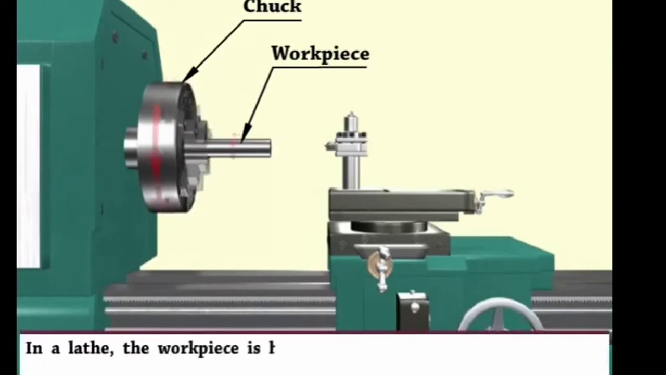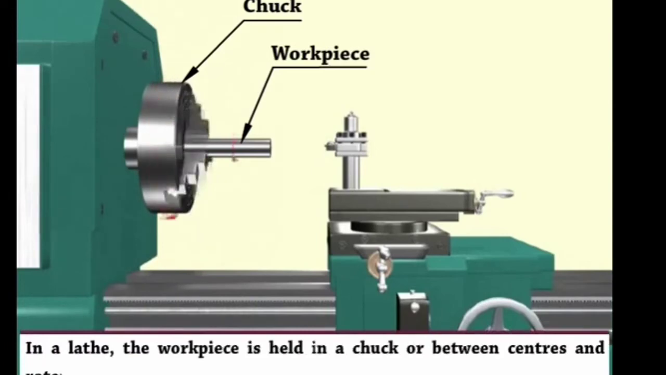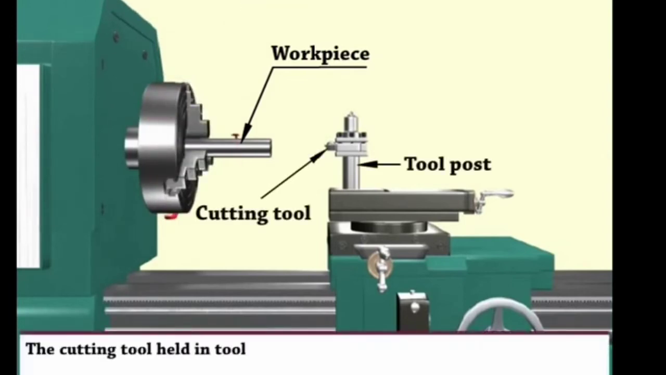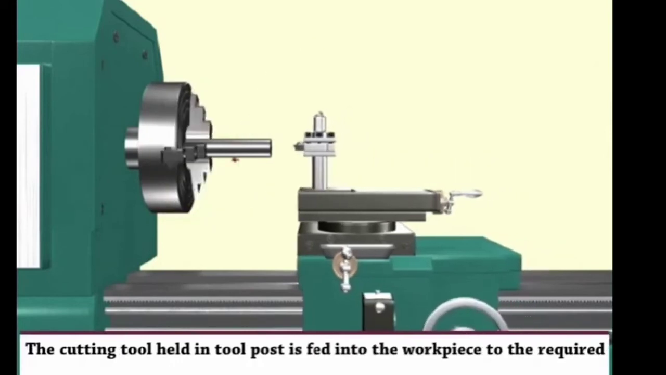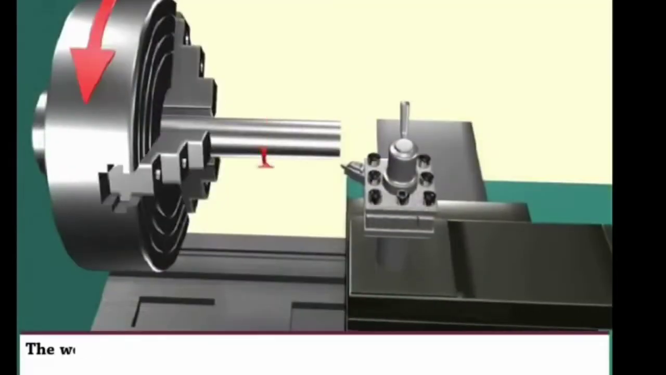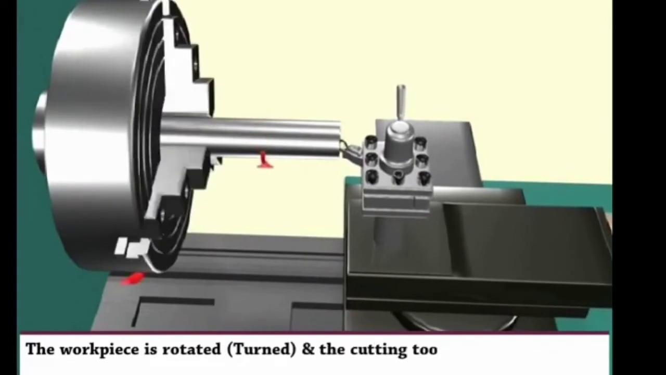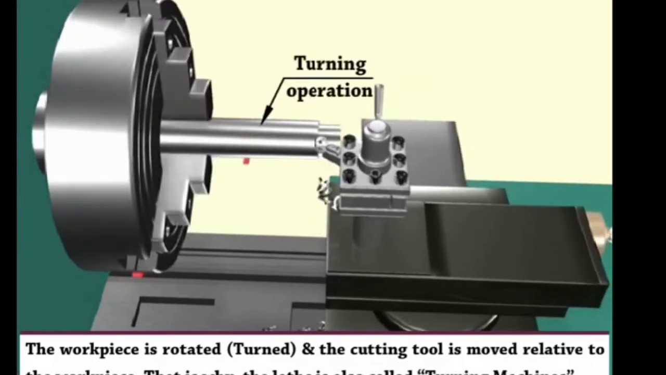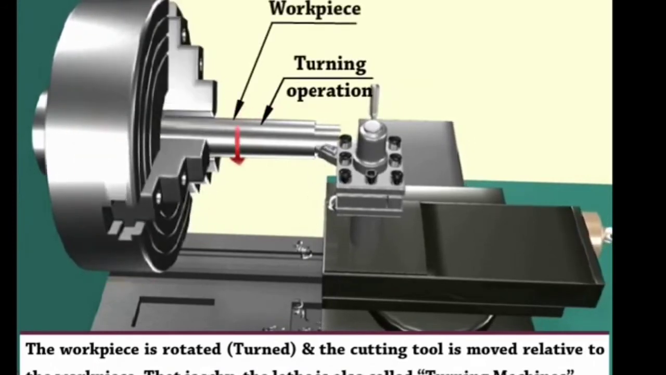In a lathe, the workpiece is held in a chuck or between centers and rotated about its axis at a uniform speed. The cutting tool held in tool post is fed into the workpiece to the required depth and in the desired direction. The workpiece is rotated and the cutting tool is moved relative to the workpiece. That is why the lathe is also called turning machines.